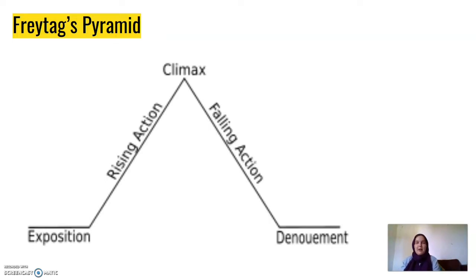You can see the different parts of the plot represented. The exposition at the beginning, the rising action, which is all building up to the climax of the story, then after the climax, the falling action, leading to the resolution of the story, or the denouement. Denouement. So that means the same thing as resolution. Extra credit if you can figure out how to pronounce that. But yeah, that's the resolution of the story.